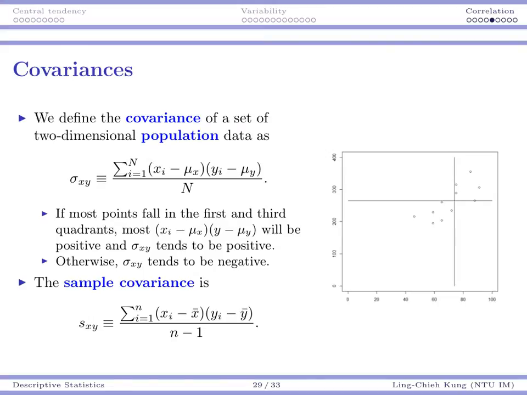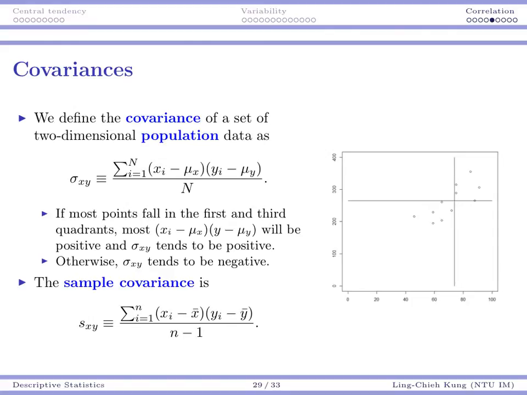So basically, we rely on the product here. When xi is greater than mu x, if yi is also greater than mu y, then the product would be positive, right? Or if one is negative, then the other one would also be negative, and the product would also be positive. On the other hand, if when one is positive, the other one is negative, the product would be negative, and that tends to give us a negative aggregate outcome.